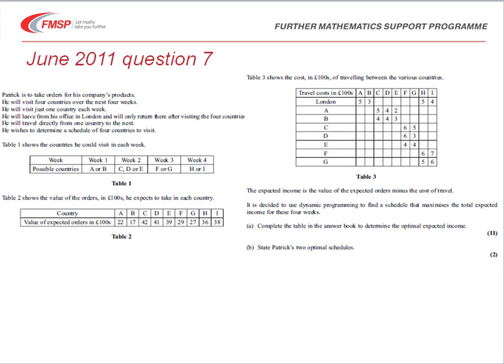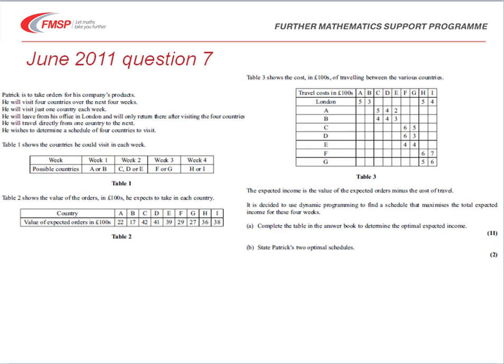In the first table we've got the possibilities of where he can visit, and then in the second table we've got the expected value of orders that he might achieve in each of the countries A to I. Finally, in table 3, we've got the costs of travelling between various countries. The aim is to maximize the profit. So that's going to be the income at each country that he visits minus the cost of travel.